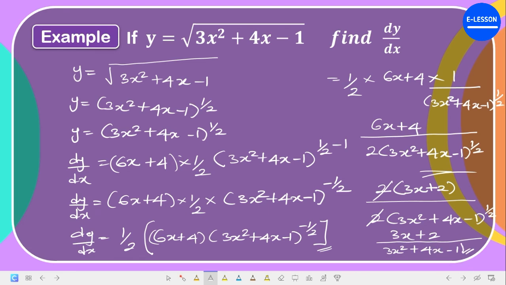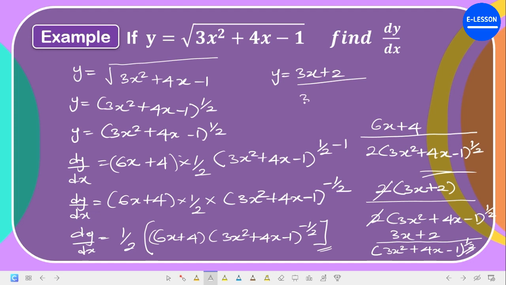Now this is of course to the power we have here. This is to the power of half. So let me write it where it will be visible. I can clean this and say y is equal to (3x plus 2) over the bracket 3x squared plus 4x minus 1 raised to the power of half. Now let's continue with our question.